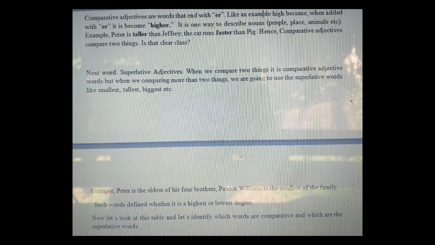Is that clear, class? Now, the next word, the superlative adjective. When we compare two things, we use comparative adjective words. But when we compare more than two things, we use the superlative words like smallest, tallest, biggest, etc. For example, Peter is the eldest of his 4 brothers. Patrick Williams is the smallest of the family. Such words define the highest or lowest degree.